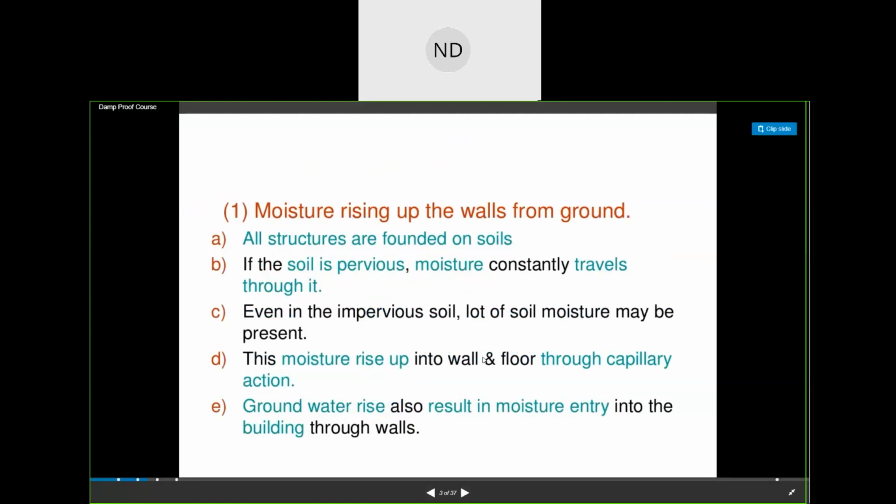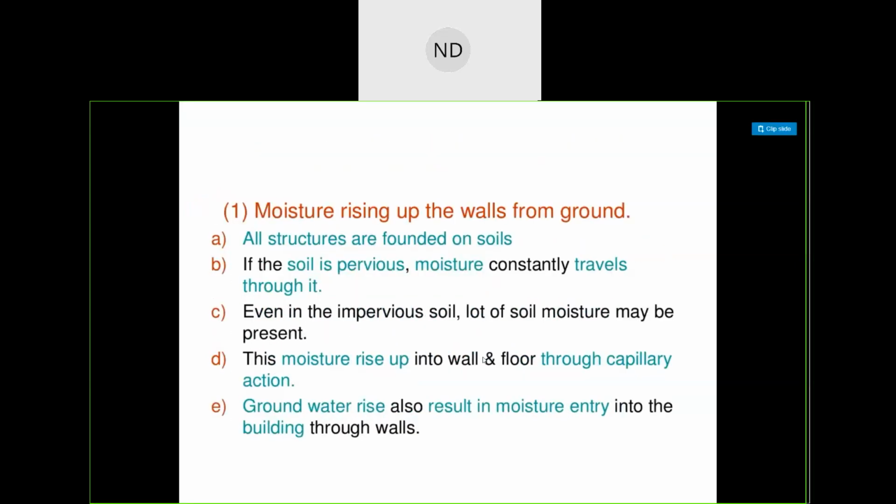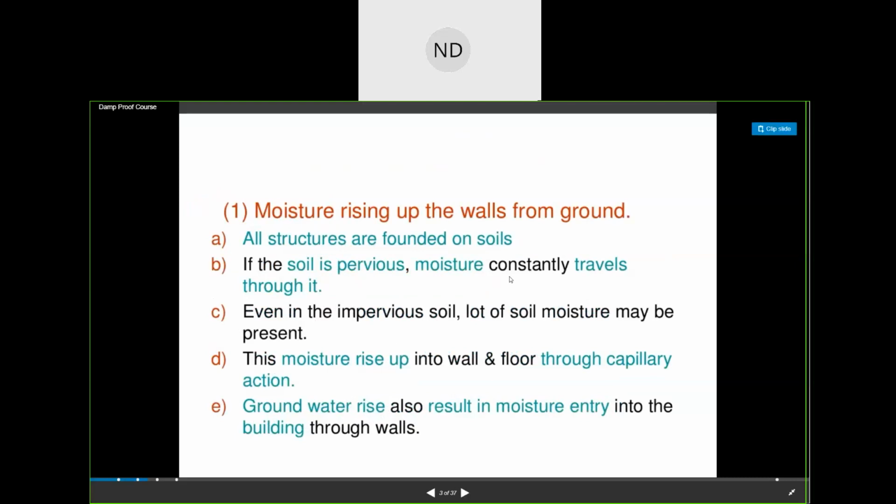So, moisture rising up the wall from the ground. All structures are founded on soils directly. If the soil is pervious, moisture constantly travels through it. That's why your moisture can move upward towards your floor. Even in impervious soil, a lot of soil moisture may be present.